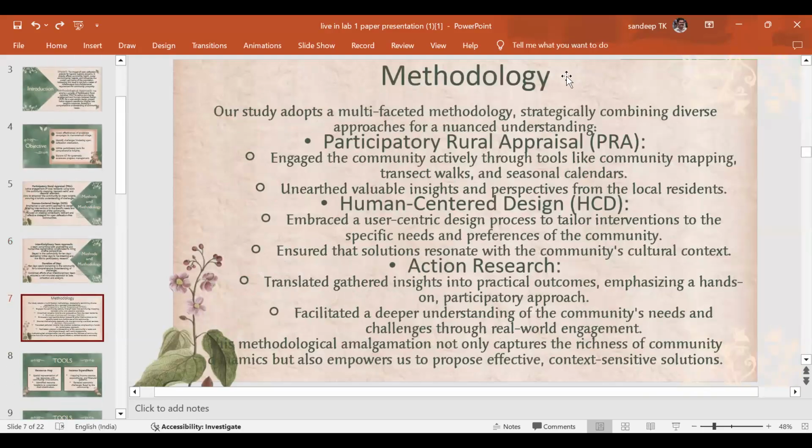As I mentioned, the study adopts a multi-phased methodology strategically combining approaches like PRA, then HCD, and action research, meaning translating the gathered insights into practical outcomes. Emphasizing a hands-on participatory approach, it facilitated a deeper understanding of the community's needs and challenges through real-world engagement. This methodological concept not only captures the richness of the community dynamics, but also empowers us to propose effective, context-sensitive solutions.